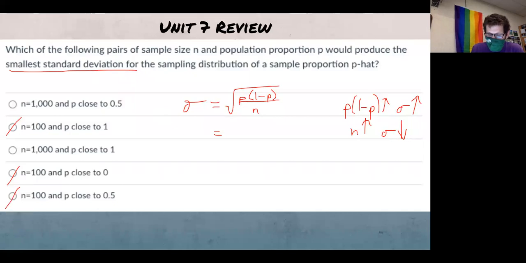But we also want to, if we're trying to make this smaller, let me flip the causal arrows here. As my p times 1 minus p goes down, this also goes down. And you can experimentally figure out which one makes it the biggest, but what we learned is that 0.5 gives us the biggest value in the numerator. So that's going to be 0.25. Anything closer to the extremes, 1 or 0, is going to be a smaller value up top. So we want to have the smallest value in the numerator and the biggest value in the denominator. So in this case, our best answer is this.